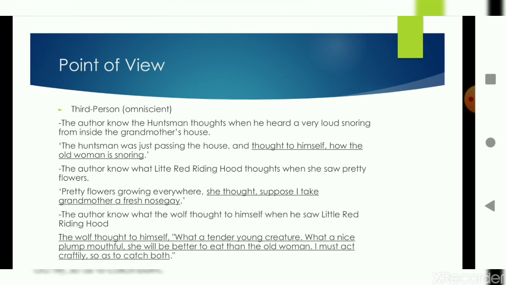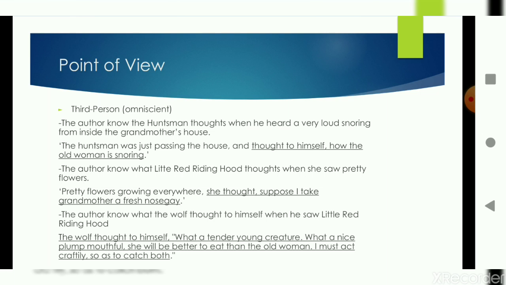From the story, we have pretty flowers growing everywhere. She thought, suppose I take grandmother a fresh nosegay. The author knows what Little Red Riding Hood thought when she saw the pretty flowers, and she thought to take some of the pretty flowers for her grandmother.